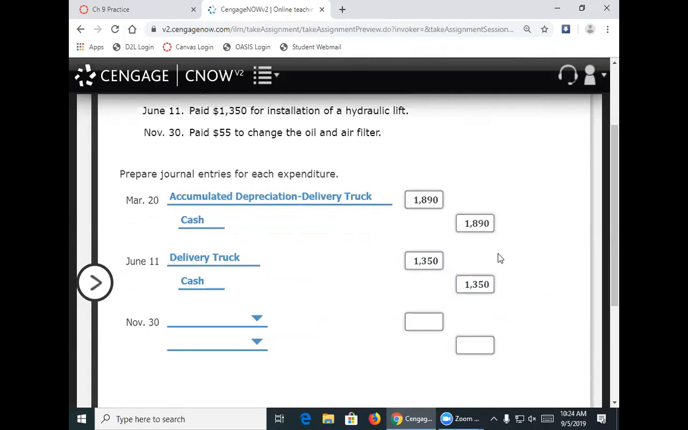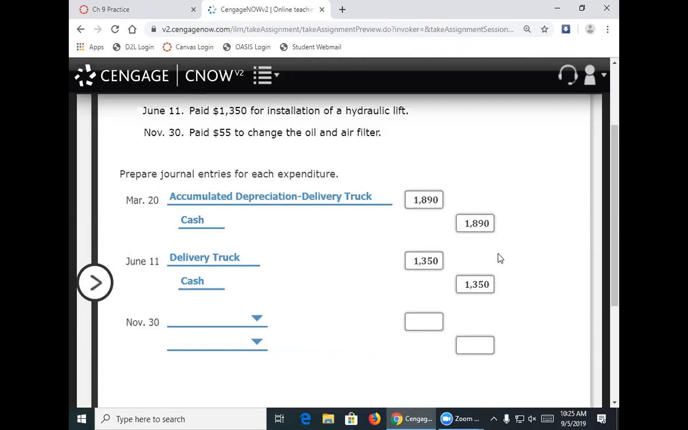So on the first one, we debited accumulated depreciation because why? Because it's not actually increasing the value of the delivery truck. So is this an expense? It's not an expense. Accumulated depreciation is a contra asset account. Normally we would credit it when we're depreciating over time, so we do the opposite. So it almost is like an expense. It gets a little tricky, right? But it's not an expense. It's just taking that out of the depreciation.